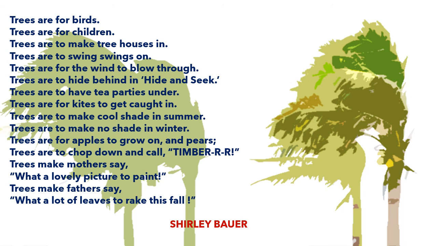Trees are for kites to get caught in. Trees sometimes become even naughty and they catch the kites that we are playing with. Then they make us cry. They tease us holding our kites. "See, I have taken your kite. Come and try to take your kite. It is on the top of my branch." They present a challenge before us.